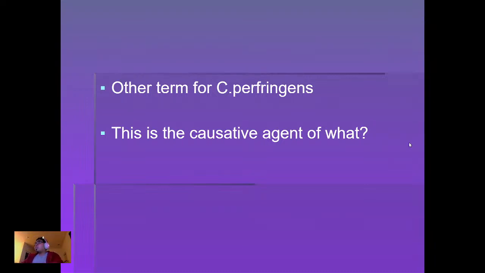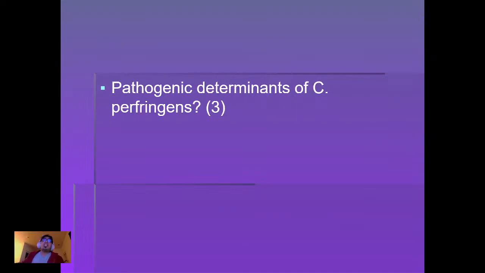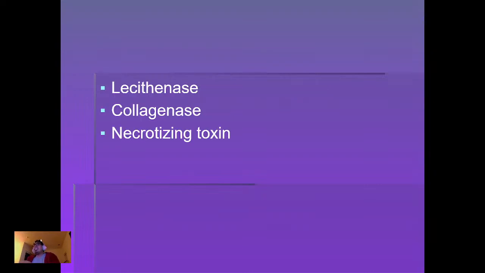Clostridium perfringens. Bacillus aerogenus capsulatus is the other name for Clostridium perfringens, not to be confused with Bacillus mucosus capsulatus. Okay, it is the causative agent of gas gangrene or myonecrosis. Gas gangrene. Okay, there are three pathogenic determinants for Clostridium perfringens. It's lecithinase, collagenase, and necrotizing toxin.